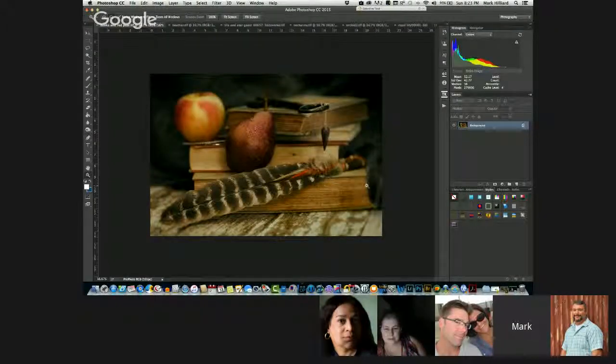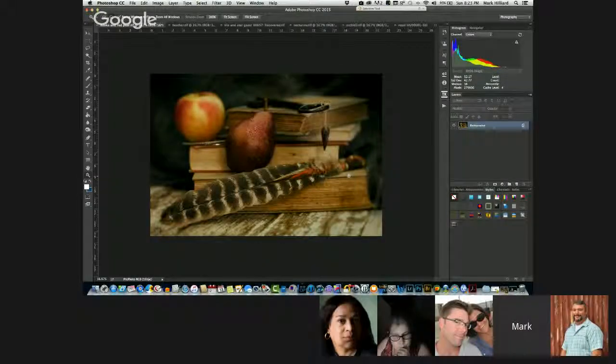Now, I did not look at the raw version of this. Is there room over here in the raw? No. Okay, so that just means you're going to have to set up and reshoot it.